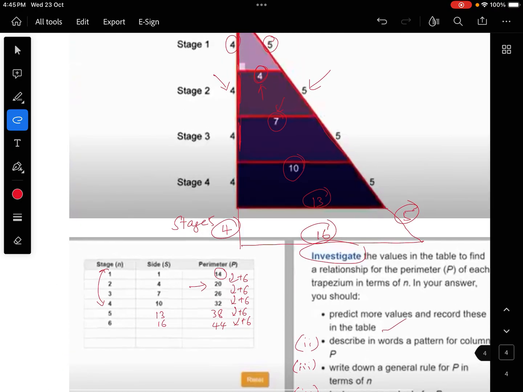All right, so you need to draw stage 5, all right? It is crucial for you to draw stage 5 to show that the perimeter is indeed 38. And you need to show why it is 13, why it is 16, what it is 4, what it is 5. So you have to draw that trapezium on your own, okay?